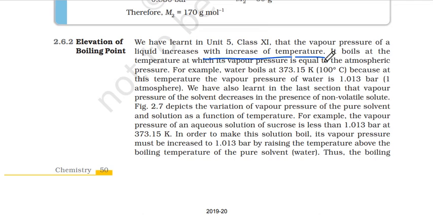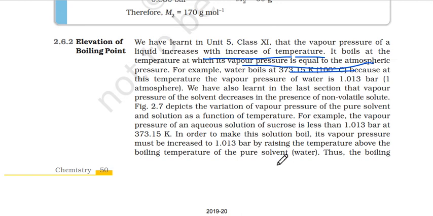It boils at the temperature at which its vapor pressure is equal to the atmospheric pressure. For example, water boils at 100 degrees because at this temperature, the vapor pressure of water is 1 bar, that is 1 atmosphere. Theek? We've also learned in the last section that vapor pressure of the solvent decreases in the presence of non-volatile solute. Humne kar liya.